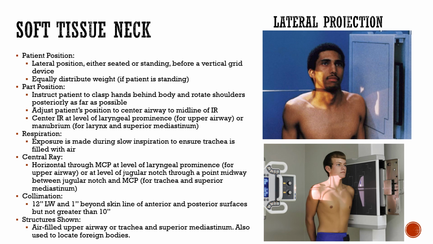For the upper, it's going to be at the laryngeal prominence, and at the lower airway, we're going to center at the level of the manubrium. We're going to position this so that our respiration is going to be slow inspiration, and the center is going to be the mid-coronal plane at the two levels that we just discussed. Our collimation is the same as the AP, and we're still going to see that air-filled upper airway or trachea and superior mediastinum, and it can also be used to locate foreign bodies.